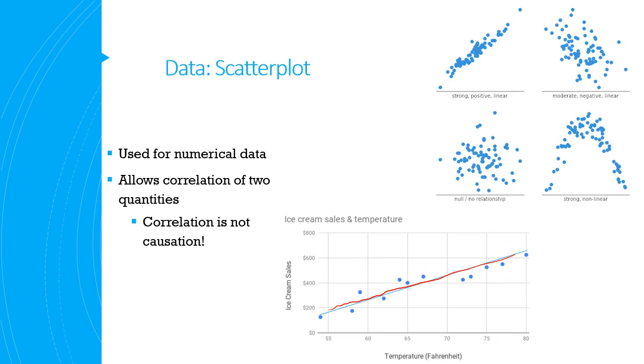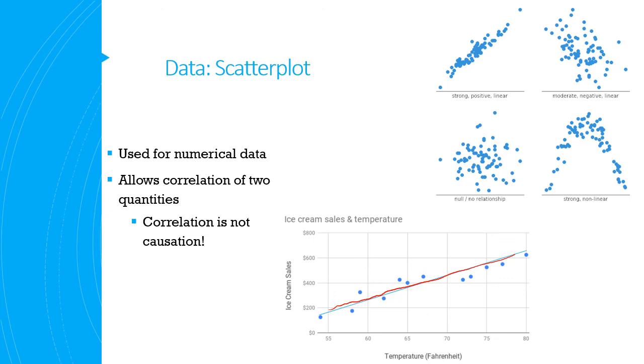In this particular graph, each point represents a business day. It appears as though as the temperature increases, then the amount of sales that the ice cream shop gets in that day also increases. Because there seems to be a connection between these two, we would say that these two variables are correlated.